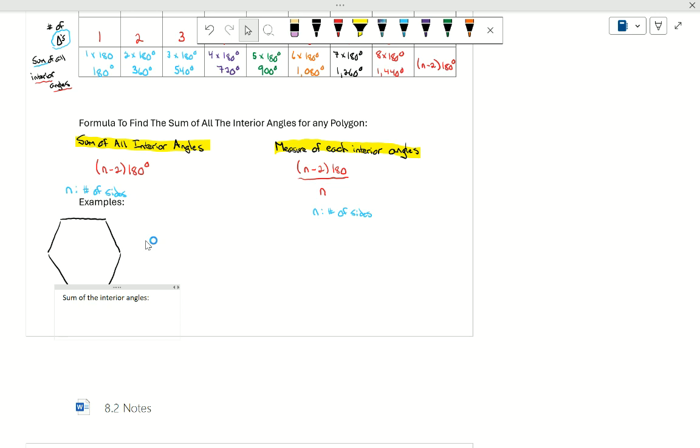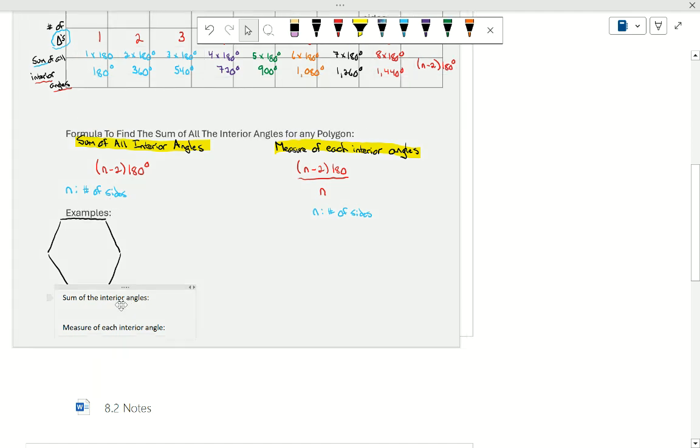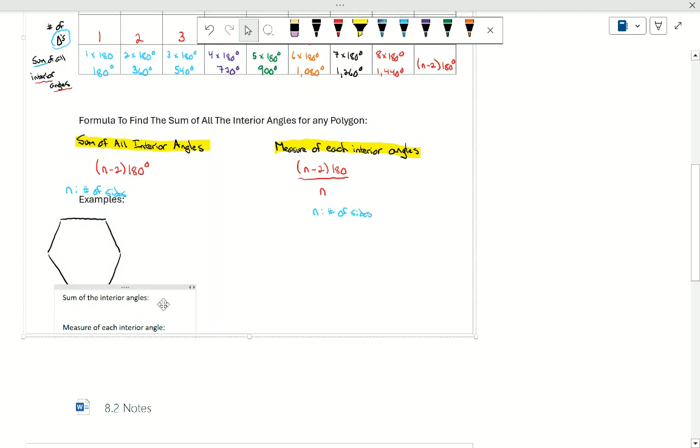And after we find the sum of the interior angles, we're going to find the measure of each interior angle. So there's two things we're going to do in this problem. Find the sum of the interior angles, that means we're going to find the sum of all of them. And then the second thing is we're going to find the measure of each interior angle. Okay, so how do we find the sum?